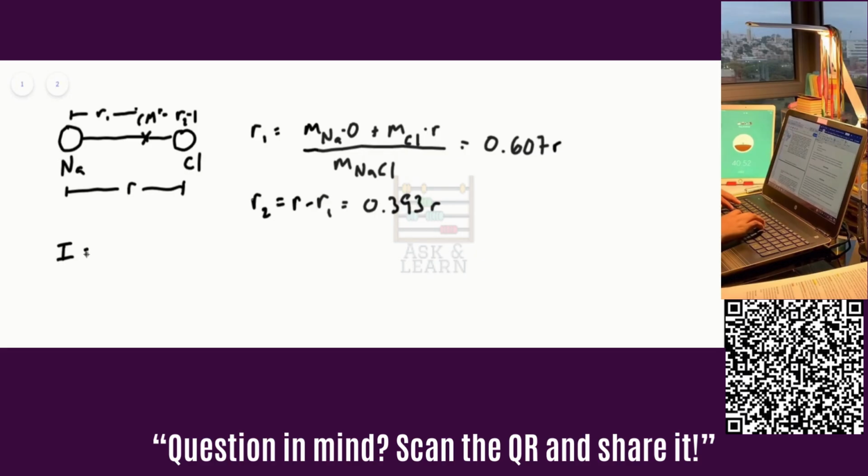So now the moment of inertia is going to be the mass of our sodium times its distance squared from the center of mass, plus the mass of chlorine times its distance squared, and so just working through the numbers here, we get that this is going to be 2.317 times 10 to the negative 26th kilograms times R squared.